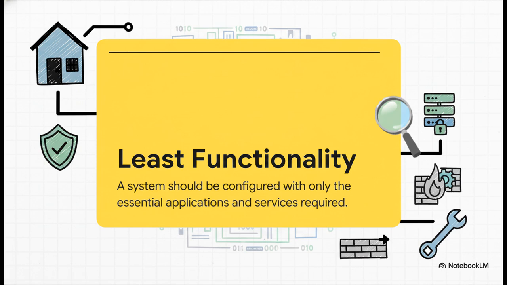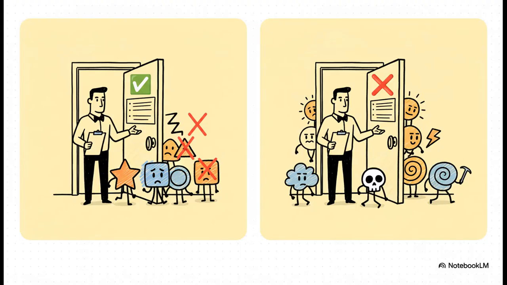Why is that so important? Well, because every extra piece of software, every extra service, is another potential vulnerability. It's another unlocked window you might completely forget about. And this right here is a perfect example of how we control what software can even run.